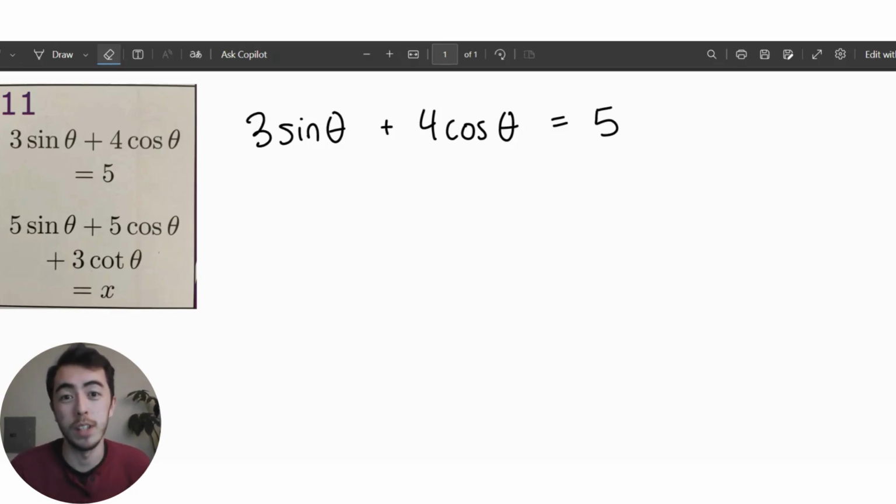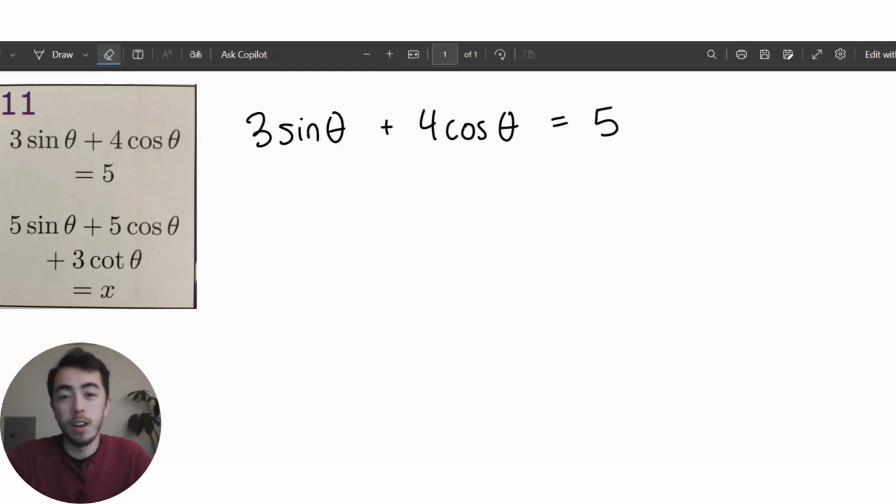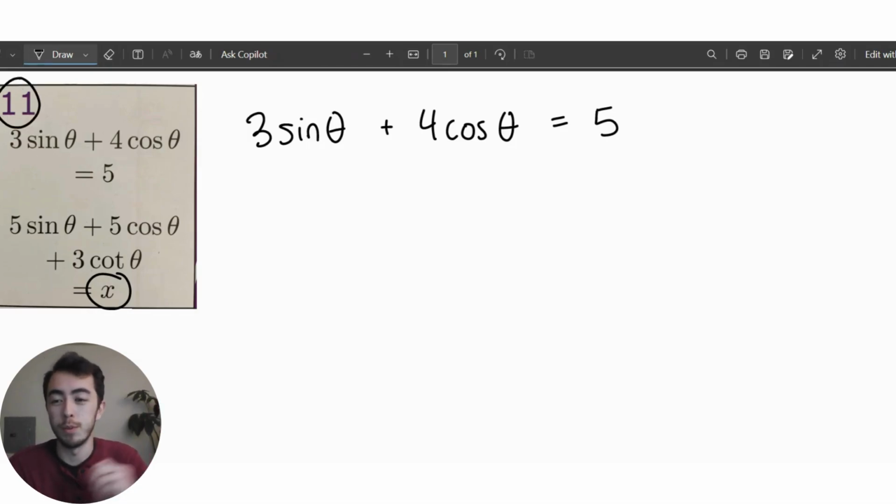Today is January 11th, and we're solving the 11th problem from this Daily Epsilon calendar. So let's hop right on into it. We are solving for x. We already know the answer is 11, but it's important for these problems to prove why this is the case.